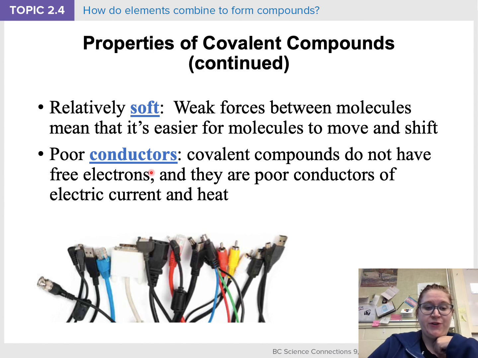Covalent compounds are also poor conductors. Because there are no charged particles, they do not have free electrons, and they don't conduct electricity or heat very well. So this is why, for these wires, the part inside is made of metal, which is a great conductor, but the outside is made of plastic or rubber, which just doesn't conduct electricity that well. Same with if you are going to get something out of the oven, you're going to use a rubber oven glove. Rubber is a covalent compound, and it's a bad conductor of heat and electricity.